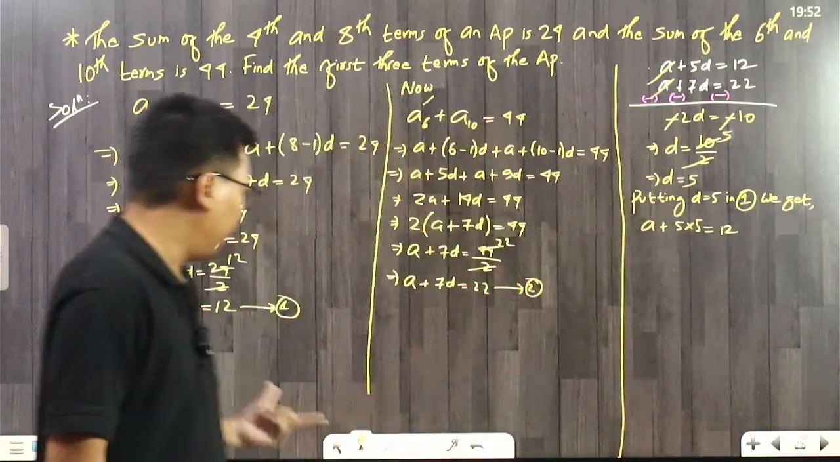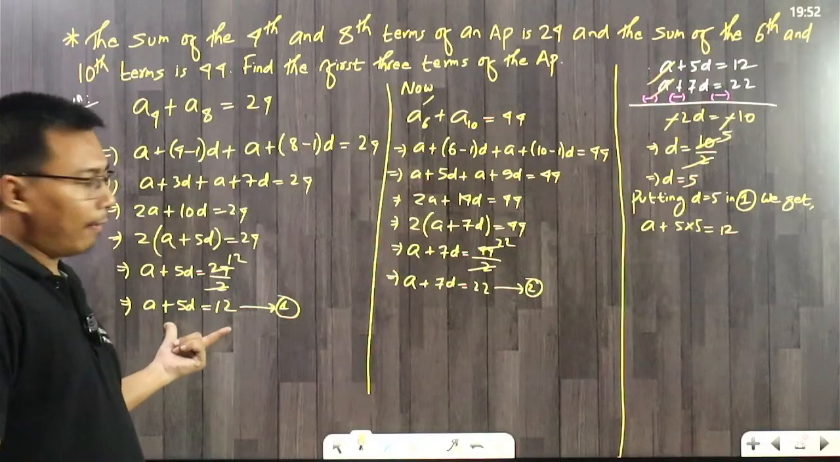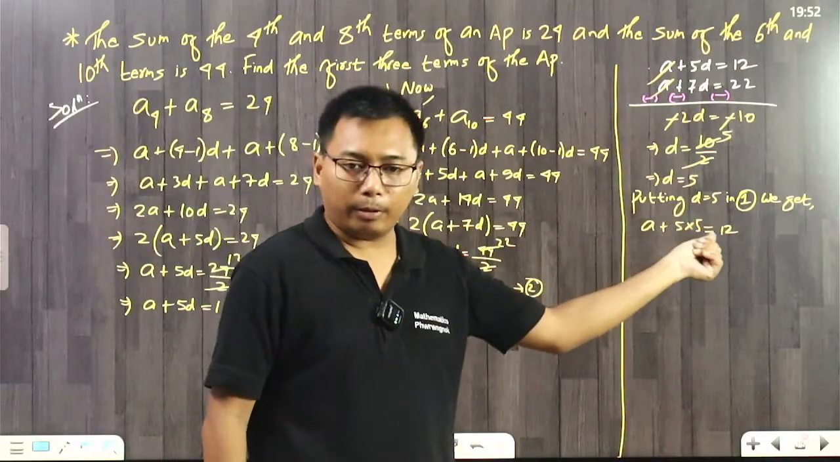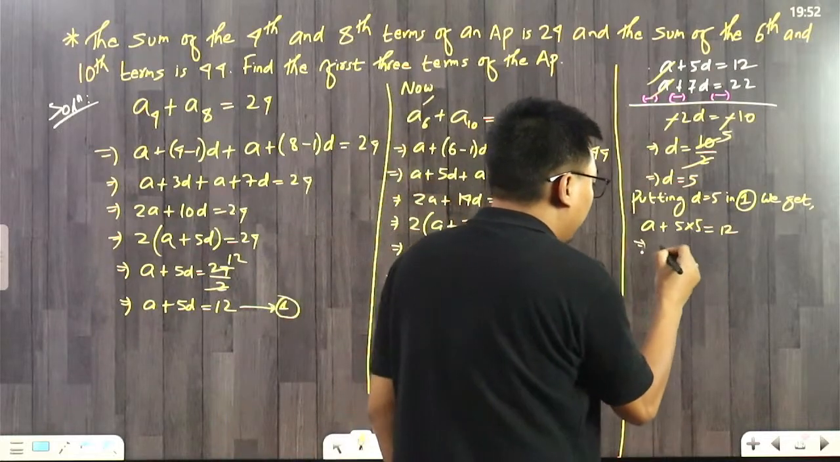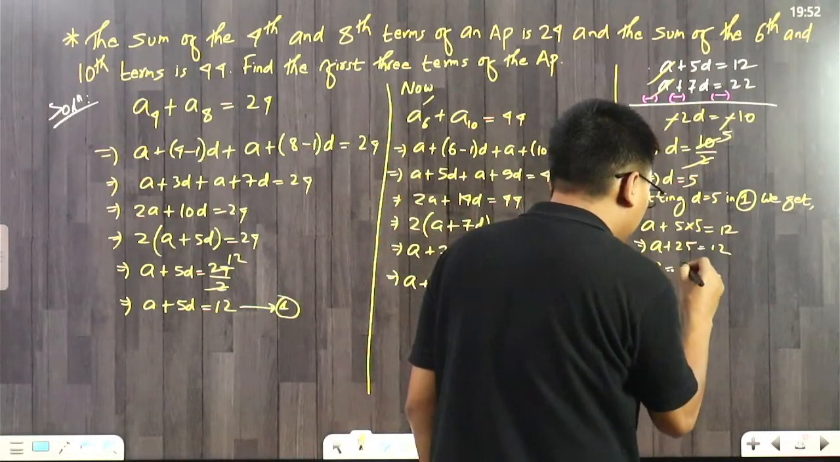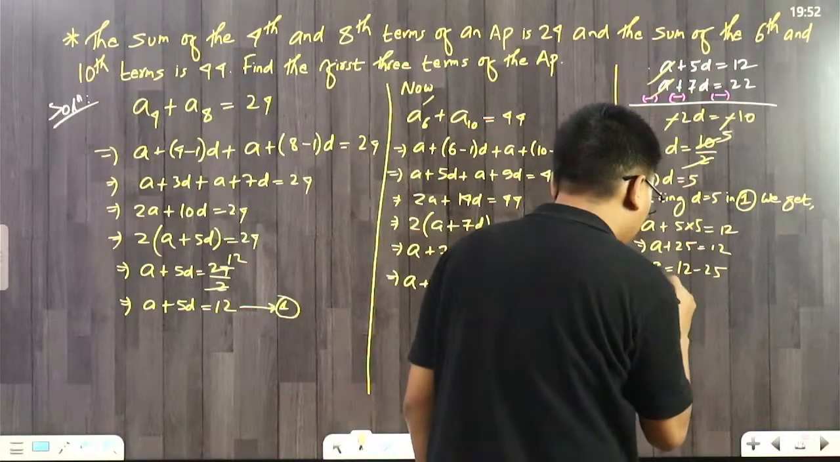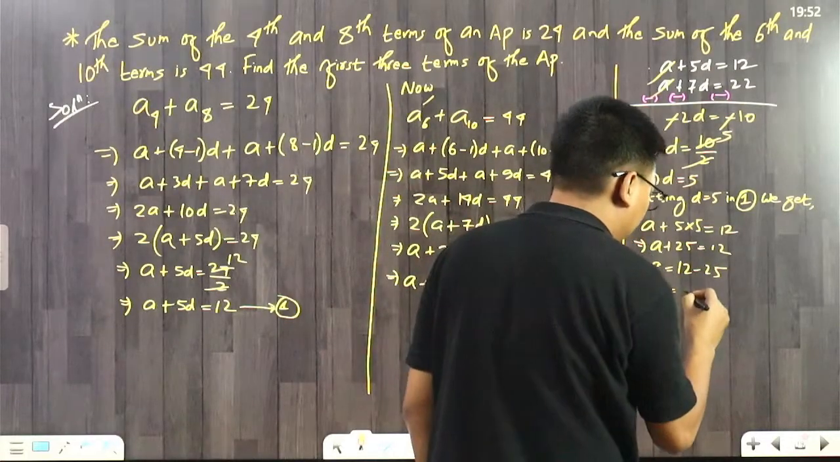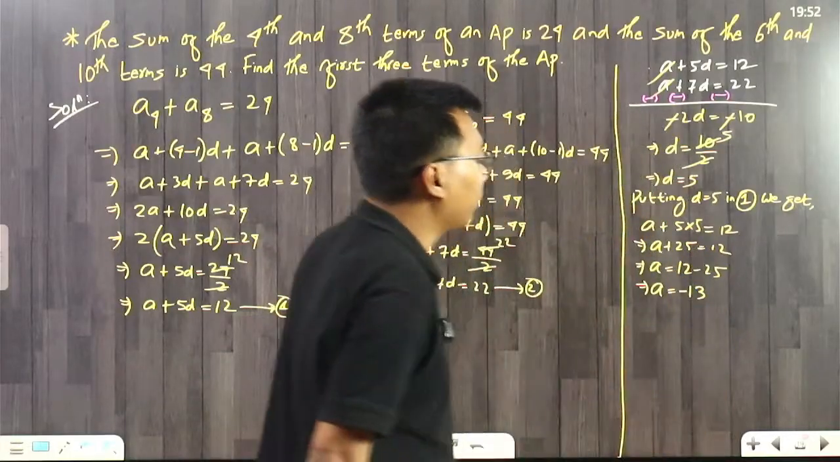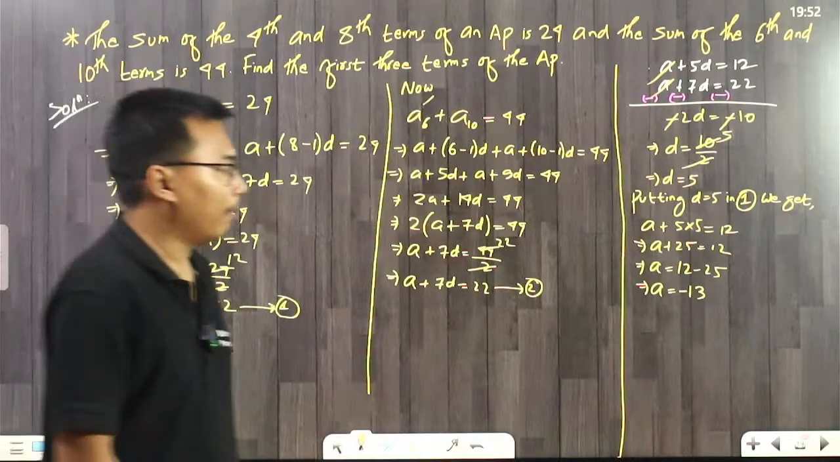Equation 1: A plus 5D equal to 12. D is 5, so 5 into 5 will be 25. So A will be 12 minus 25. 12 minus 25 is minus 13. So our first term is minus 13.